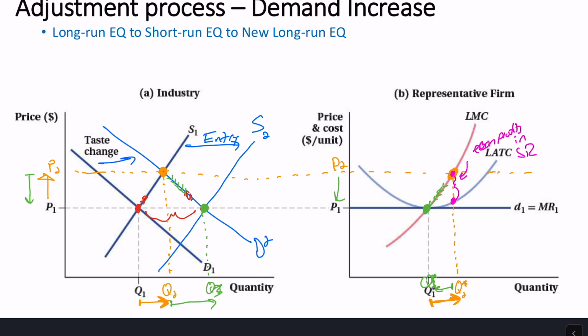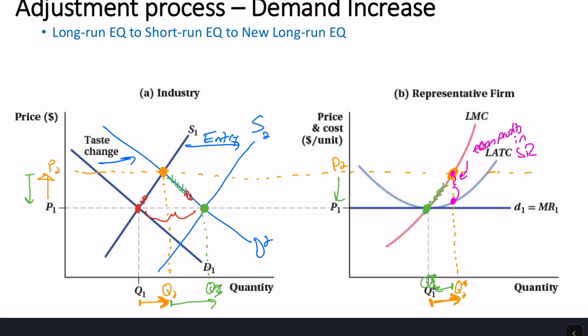Long run to long run is going to be no change in price. We're going to go from P1 up to P2 and back down to P1. So there's no change in price from the long run to the long run. Individual firm quantity goes Q1 in the long run, Q2 in the short run, and back to Q1 in the new long run. So again, there's no change in quantity for the individual firm in that long-run equilibrium.